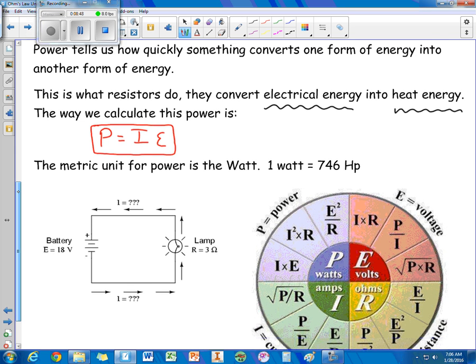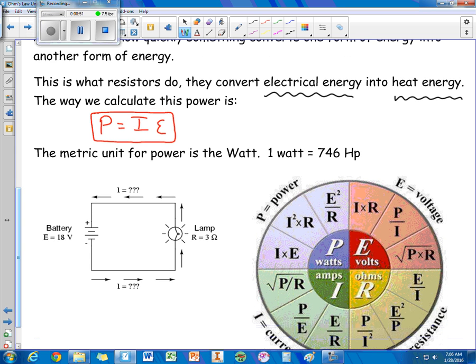There's also a quick little conversion here. I got this backwards. Cross this out. 1 horsepower equals 746 watts. And watts are the unit of power.